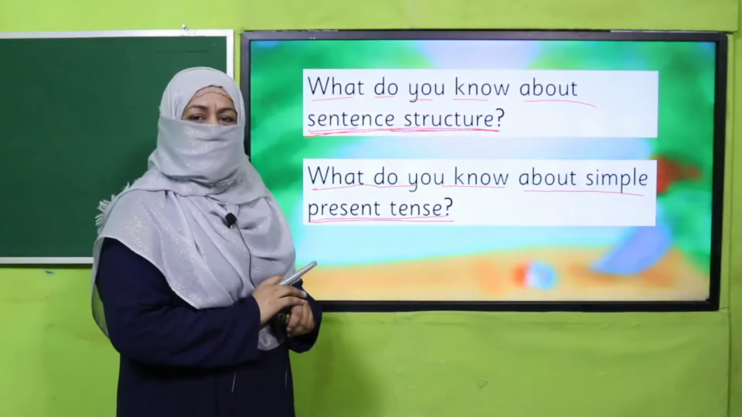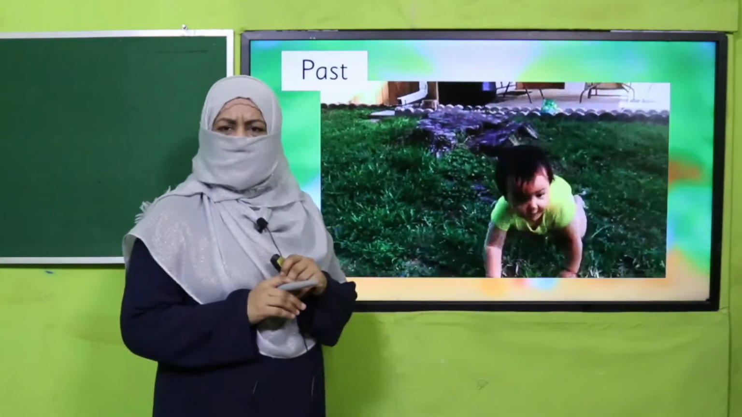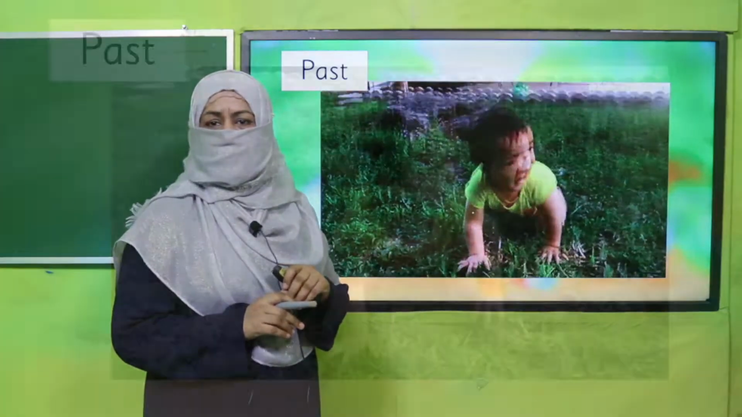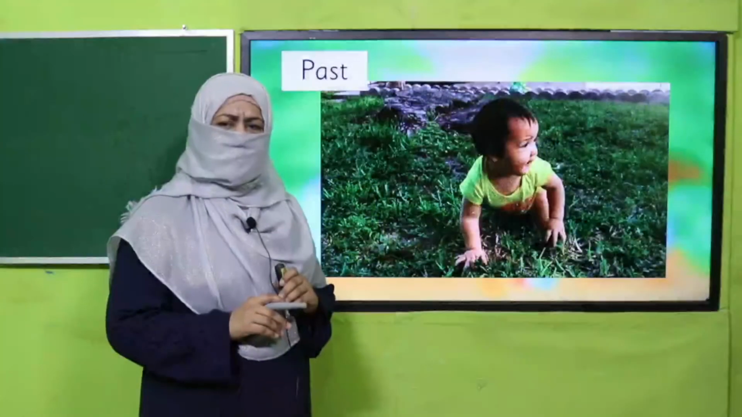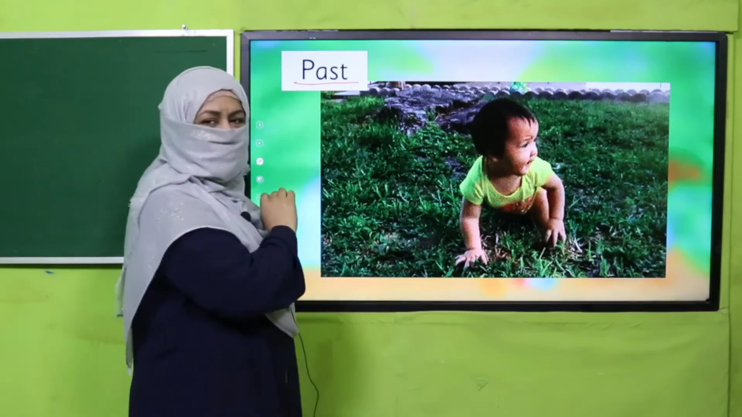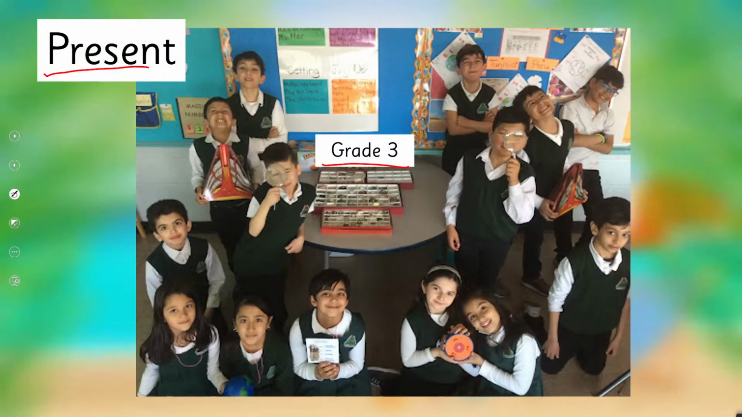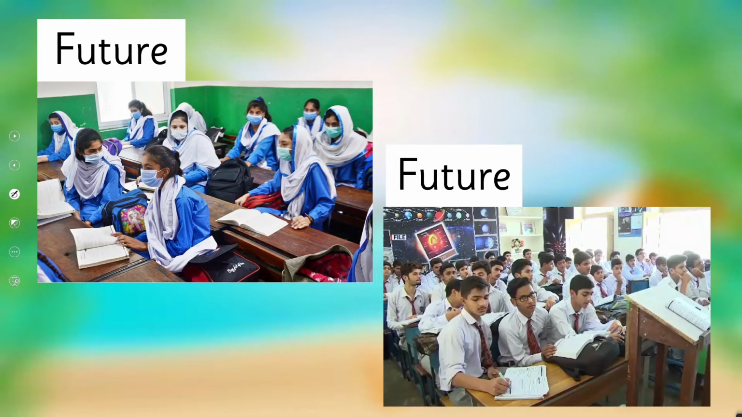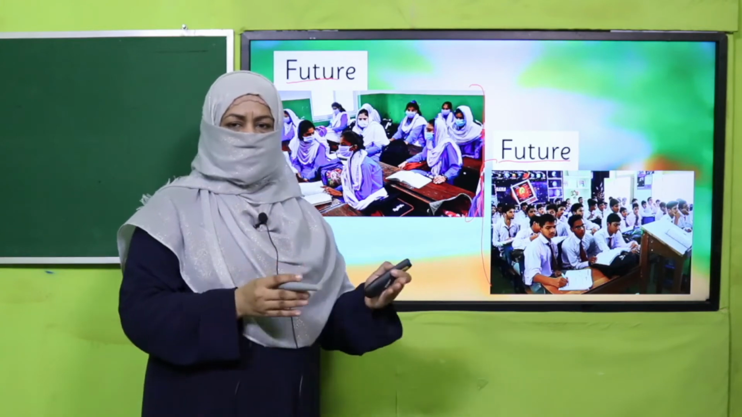Yes, my dear students, I hope you have answered correctly. Before passing to the sentence structure, let's find out time. This is a time which has gone. Every one of you has been crawling when you were a little kid. So the time which has gone, that is known as past. All right, this is your present. You are studying in grade 3. This is your present. And this is your future. When you will be grown up, you will be studying in high schools. So, this is your future. So, basically, beta, we divide time in three parts, past, present, future, right?